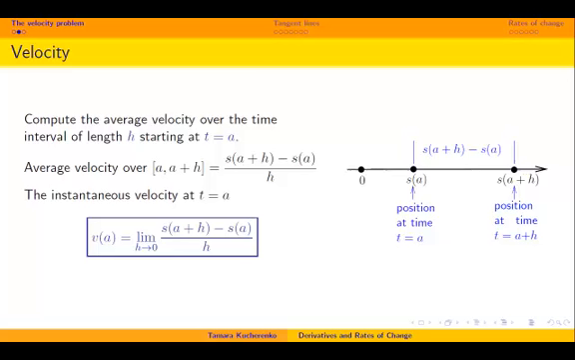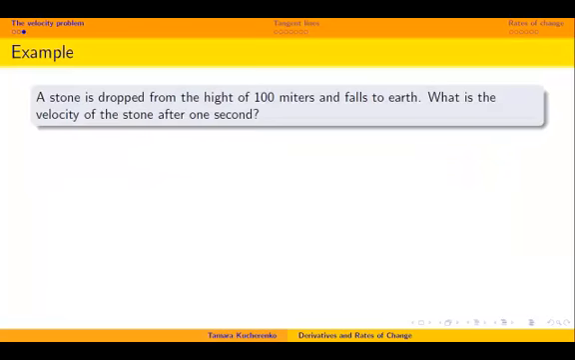Let's apply this formula to the following example. A stone is dropped from the height of 100 meters and falls to earth. What is the velocity of the stone after 1 second? Here we need to find the instantaneous velocity after 1 second. To do this, we need to know the formula for the position function of the stone.